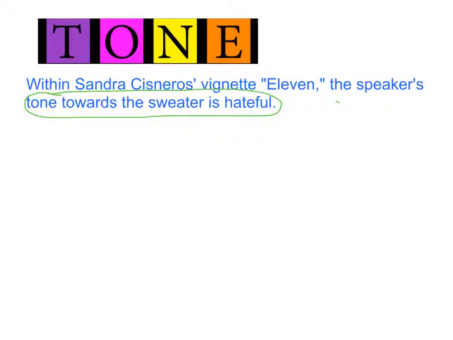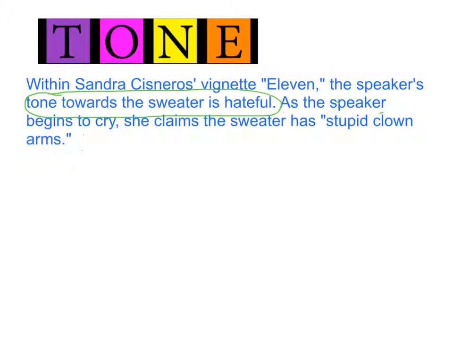As I go back into the vignette to find evidence of this, I will first look at the imagery I have annotated, focusing on the imagery the speaker utilizes to describe the sweater itself. The direct quote I have chosen is "stupid clown sweater arms." This is sight imagery the speaker utilizes in order to describe her sweater. As the writer of this analysis paragraph, I must put words in front of this small quote to make it make sense for my reader, to create a complete sentence. Thus, I have added this phrase I am underlining in green.